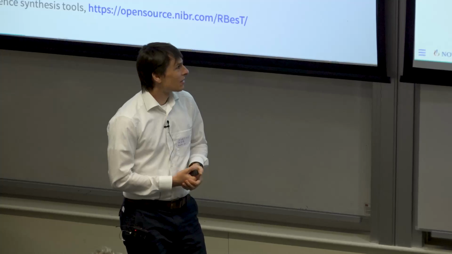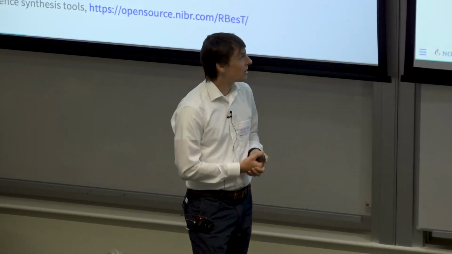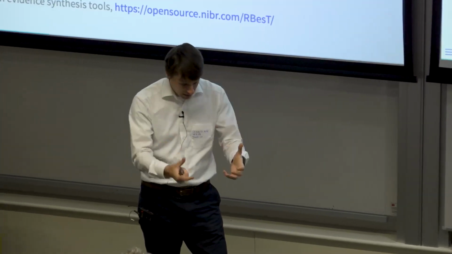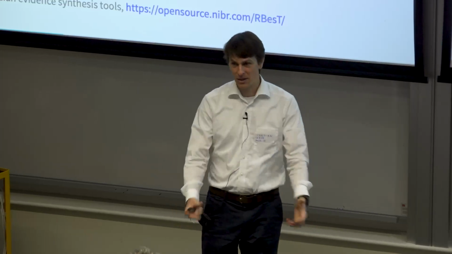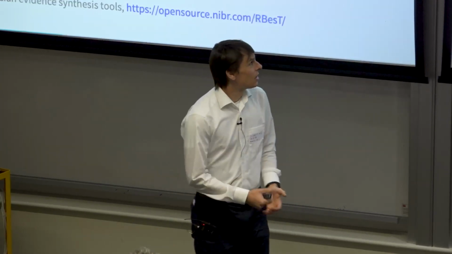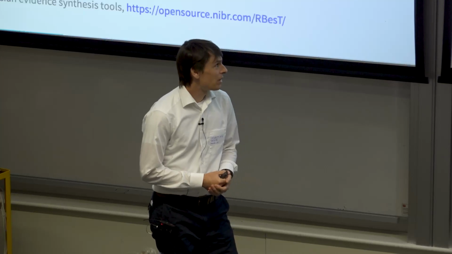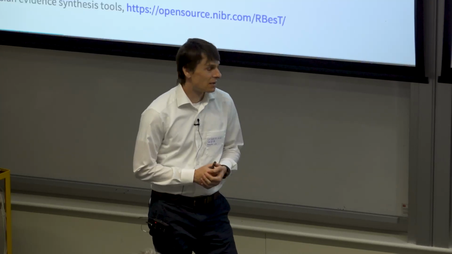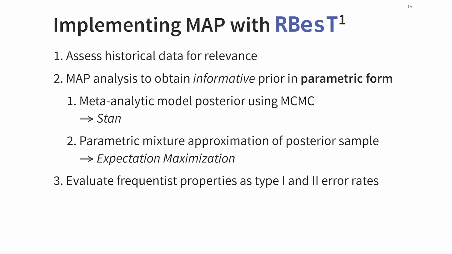Then as a second step, and that's also very important, we have now MCMC, and now we need to approximate it. We want to write down explicitly what the prior is. Writing down an MCMC sample isn't going to work. So we need to approximate it, and we use a parametric mixture approximation of the posterior sample, for which in RBesT we have a very efficient implementation of the expectation maximization. Efficient for this type of problem, I have to say. And then we evaluate frequentist properties like type 1 errors and type 2 errors, which look very different than what I've alluded to before. So let's look at it in more detail.